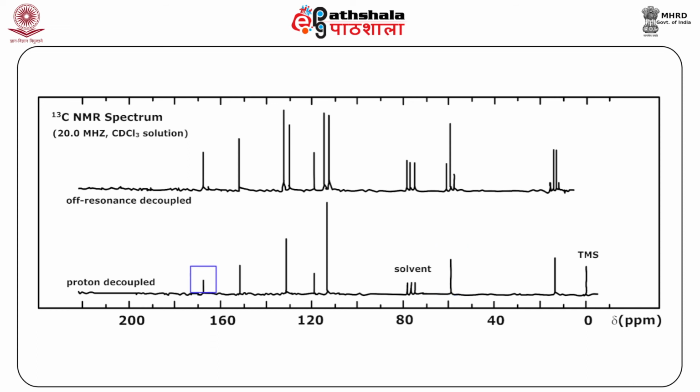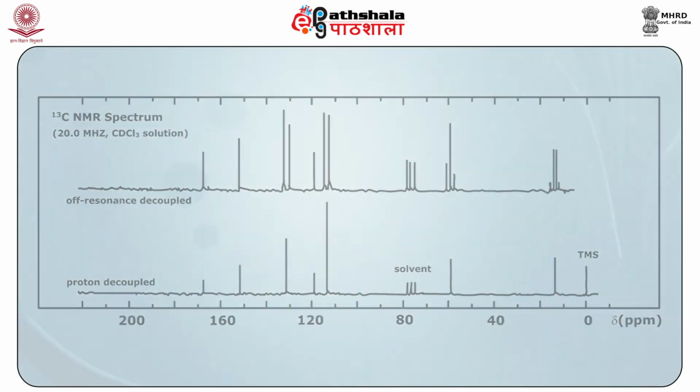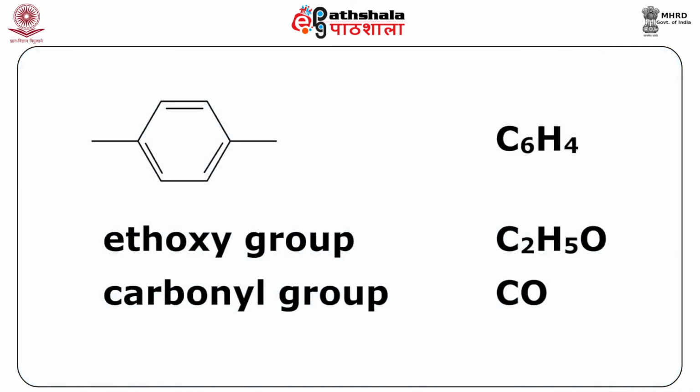The quaternary carbon signal at 167 ppm in the carbon-13 NMR spectrum indicates the presence of an ester or an amide carbonyl group. Thus, this structure could show the presence of the following in the given molecule: a disubstituted benzene ring, which is C6H4, an ethoxy group C2H5O, and a carbonyl group CO.